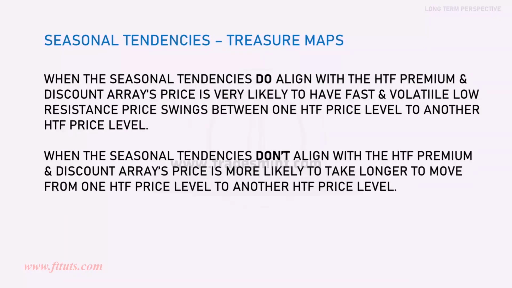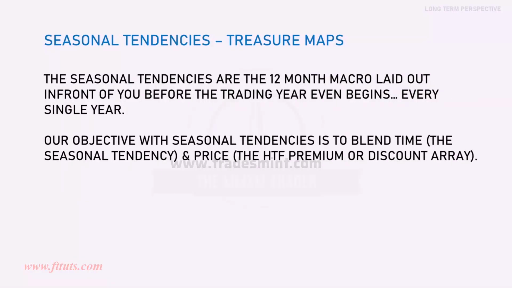When the seasonal tendencies do align with the higher time frame premium and discount arrays, price is very likely to have fast and volatile low resistance price swings between one higher time frame price level to another higher time frame price level. When the seasonal tendency doesn't align with the higher time frame premium and discount arrays, price is more likely to take longer to move from one higher time frame price level to another. The seasonal tendencies are the 12-month macro laid out in front of you, and we'll show you a chart later of how that looks, before the trading year even begins, every single year.